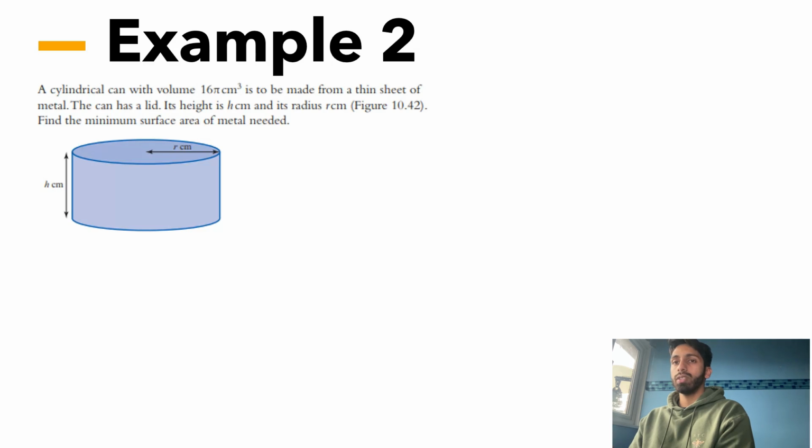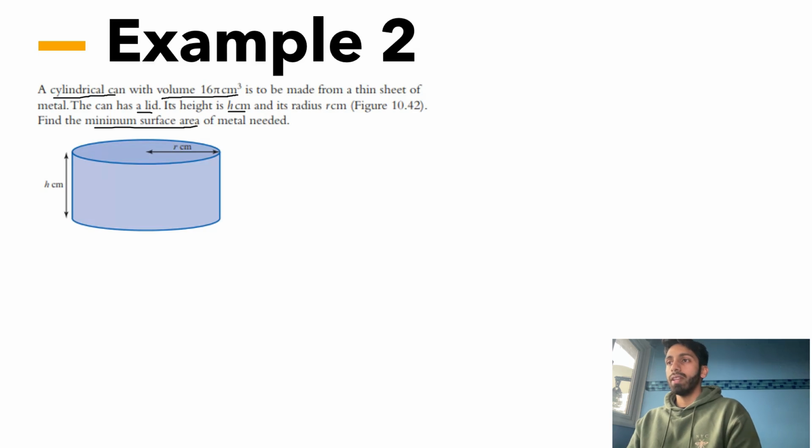So we're going to use an example because, like I said, it's an application. It's all about just practicing. So what do we have here? We have a cylindrical can with a volume of 16 pi centimeters cubed. And actually I like to underline the key information. It's also a cylindrical can. AQA love asking about cylinders. The can has a lid and its height is h centimeters and its radius r centimeters. We need to find the minimum surface area of metal needed to make this can.